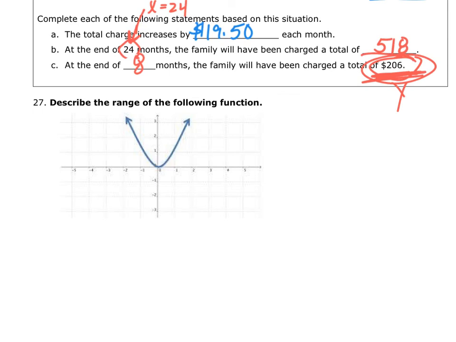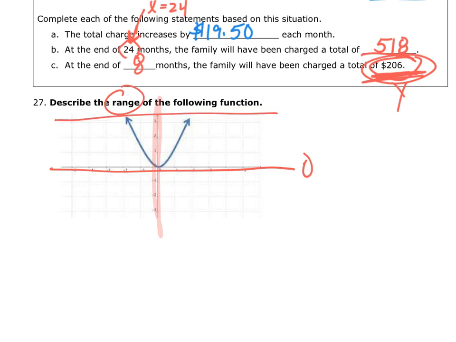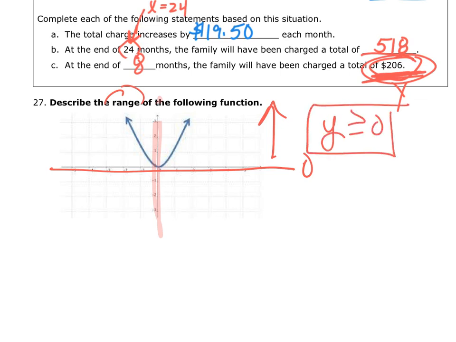Now it says describe the range of this function. Well, range is y values, so I'm looking at the y-axis. I notice that my lowest y value is here at 0. When I try to go draw the boundary line at the top, I can't because it is arrows. So I know my y values are increasing, so I know y is greater than or equal to 0.